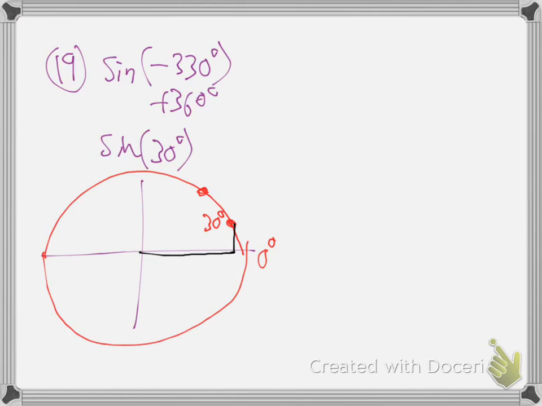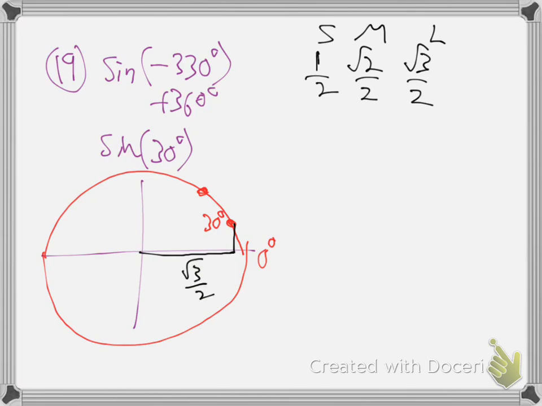How far over? Remember, it's small, medium, large. Remember the 3 numbers? It's 1 over 2, root 2 over 2, and root 3 over 2. That's the small, medium, and large values. So this one is over a lot, up a little. Over the large, root 3 over 2, up only a little, up only a half.